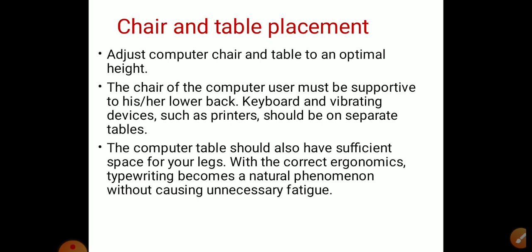The computer table should also have sufficient space for your legs. You also should place your legs properly so that you will not get back pain. With the correct ergonomics, typewriting becomes a natural phenomenon without causing unnecessary fatigue.